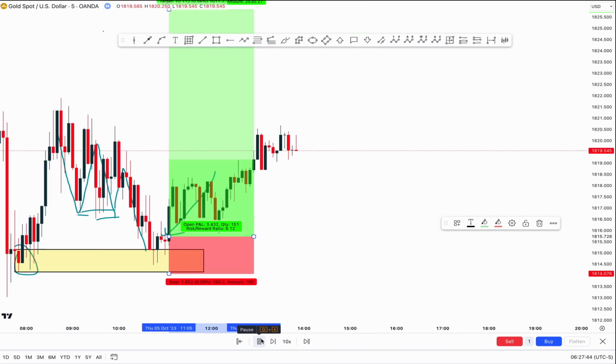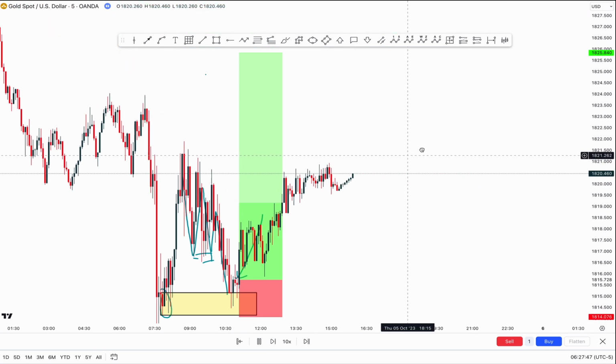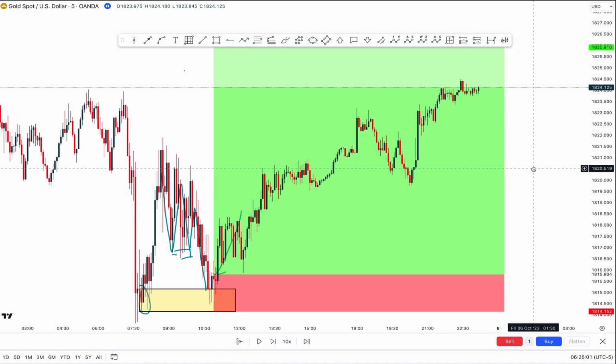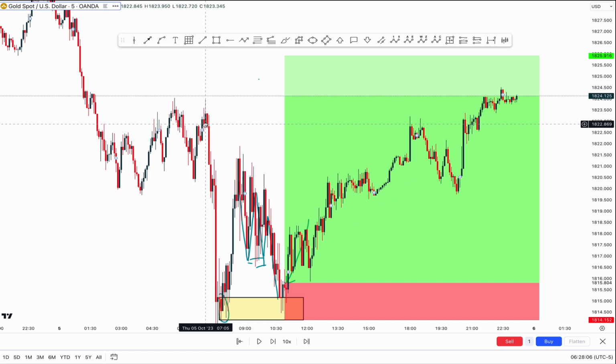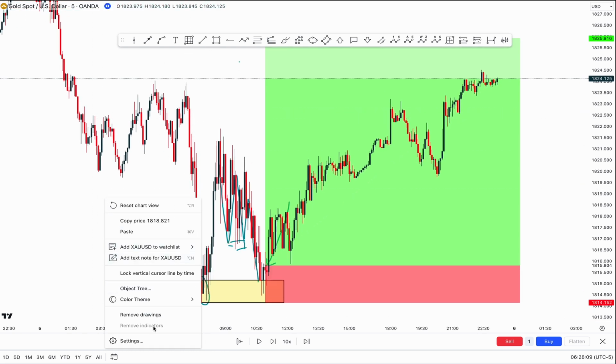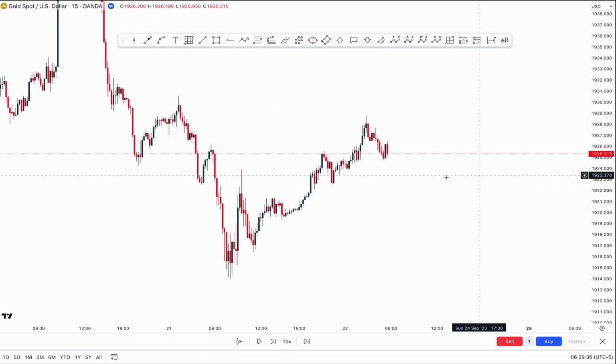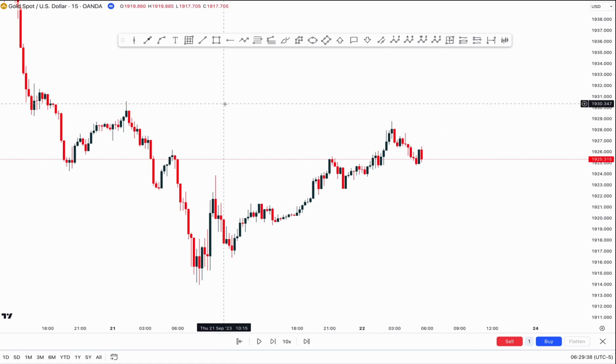You can see the market moved to the upside. Okay, the market moved to the upside like this. So that's how you're going to benefit from this trading strategy. So let's do another example again. Okay, let's do another example over here.